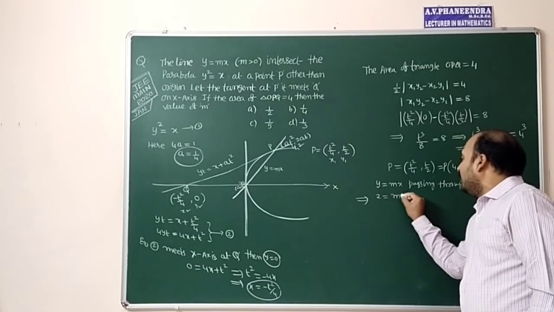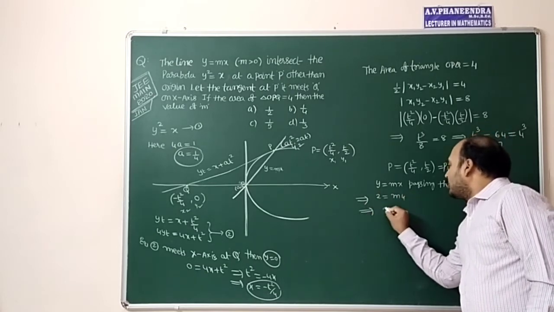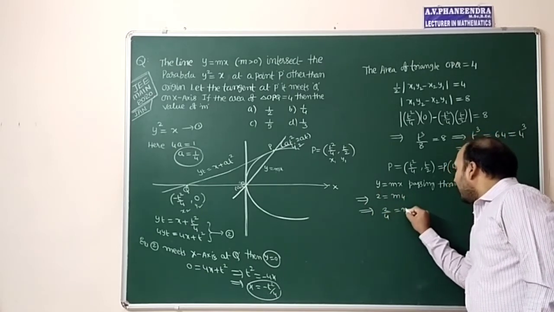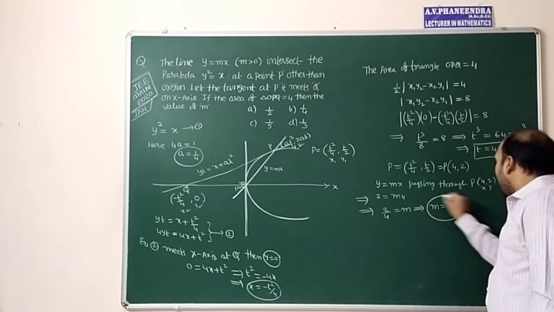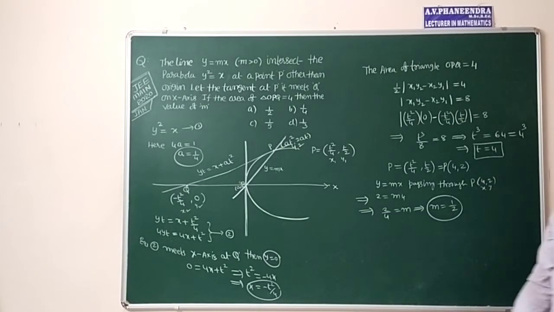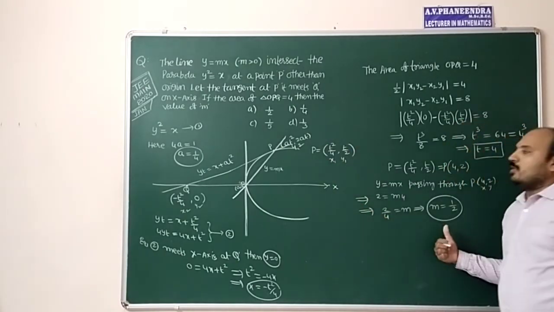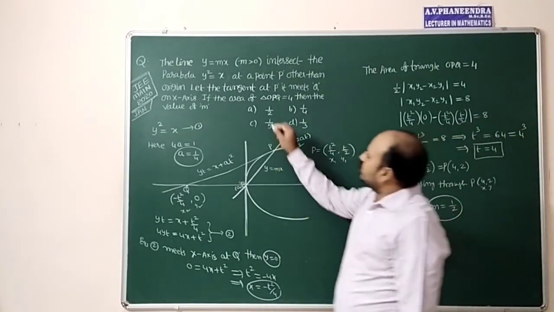2 equals m into 4, which implies that 2 by 4 equals m, so m is equal to 1 by 2. Therefore, the value of m is 1 by 2, which is there in the first option.